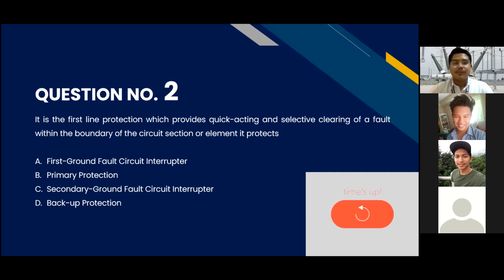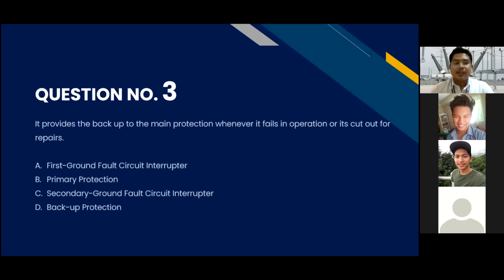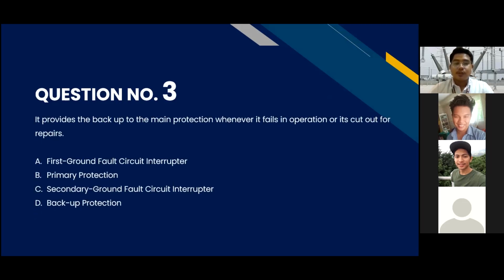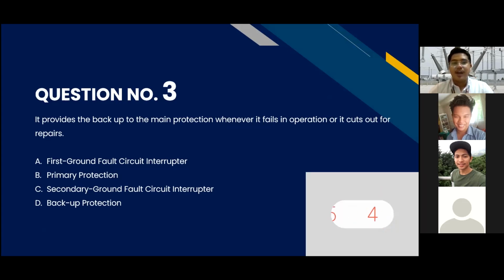Time's up. For question number 3, it provides the backup to the main protection whenever it fails in operation or it's cut out for repairs. Let me repeat. It provides the backup to the main protection whenever it fails in operation or it's cut out for repairs. For letter A, first ground fault circuit interrupter. For letter B, primary protection. For letter C, secondary ground fault circuit interrupter. For letter D, backup protection. The timer starts now. 5, 4, 3, 2, and 1.